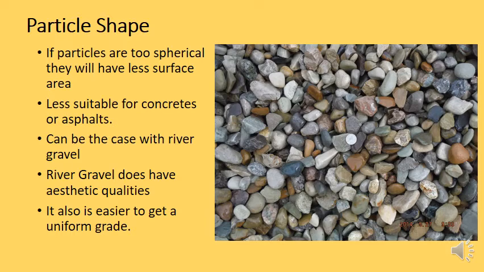This is a picture of river gravel here, and you can see all of the particles there. They're actually very circular. They're smooth and they're rounded because the water in the river has smoothed off all the rough edges with erosion. Now, river gravel does have a lot of aesthetic qualities. That's why it's very popular for gardens. It usually has lots of different colours inside it. It's also really nice for walking on. You can walk on river gravel barefoot and it doesn't hurt your feet the same way crushed rock would.